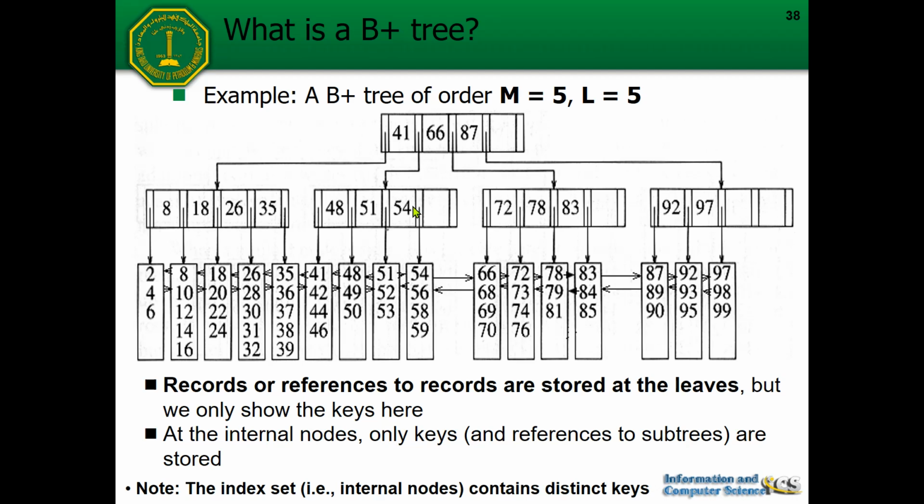So for example, now I have explained that there are two kinds of order in the B+ tree. The first one is M, and the second one is L.